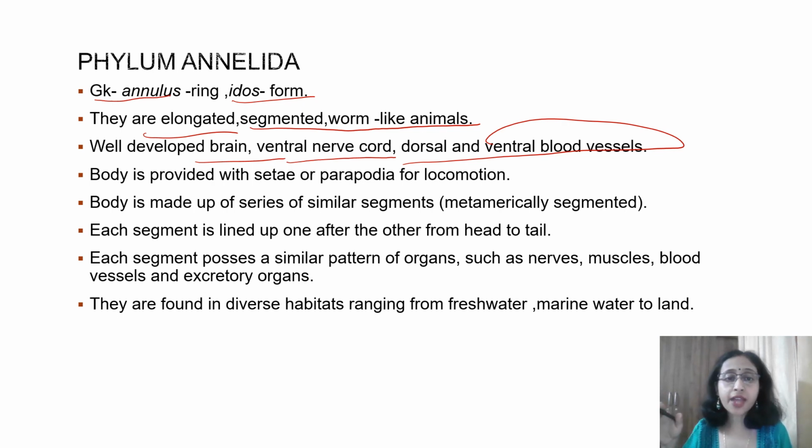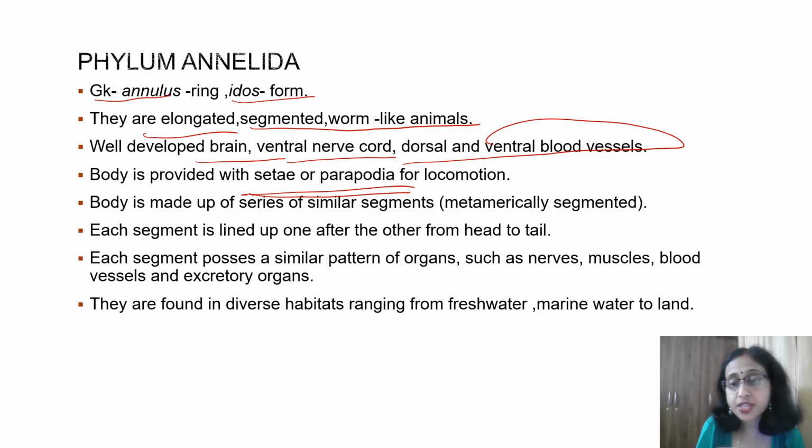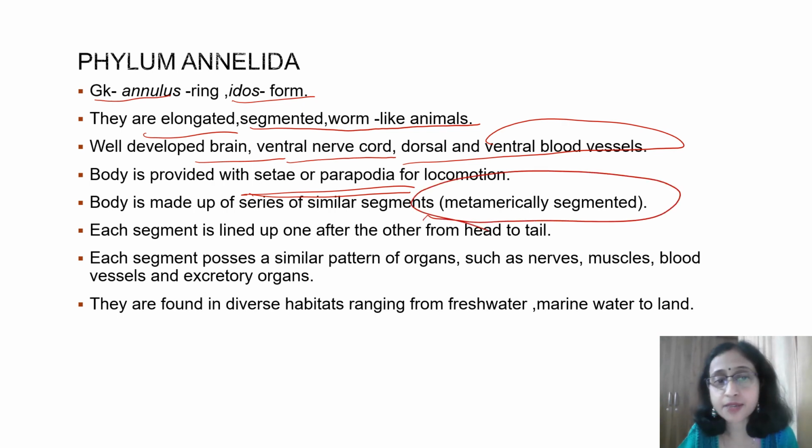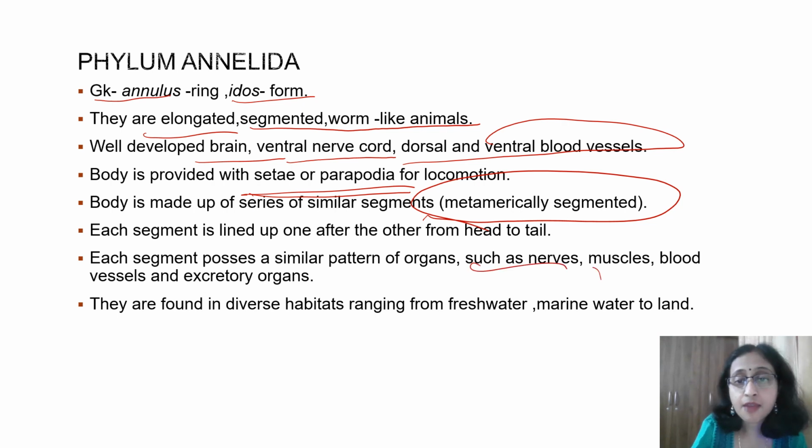Now the body is provided with setae or parapodia for locomotion. So their locomotory organ is setae or parapodia, which is present on their body. Now the body is made up of a series of similar segments. We have told that it is a segmented body, that is, it is metamerically segmented. Each segment is lined up one after the other from head to tail, and each segment possesses a similar pattern of organs such as nerves, muscles, blood vessels and excretory organs.